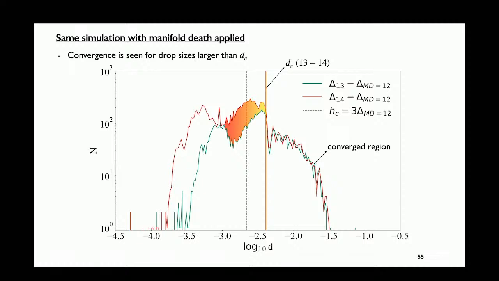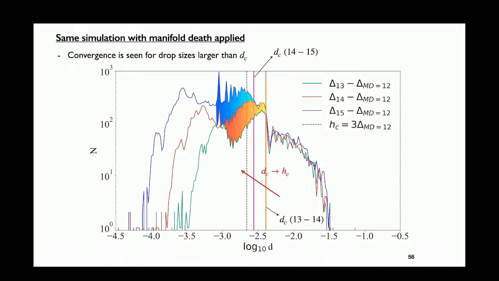So what we have done is specify the critical sheet thickness at which we will be punching holes as HC, and then we refine our Basilisk level. So we refine the grid and we see a converged region. And when we refine the grid even more, keeping the HC the same, we see that all the drops to the right of this DC are converged, and this shifts closer to the HC.